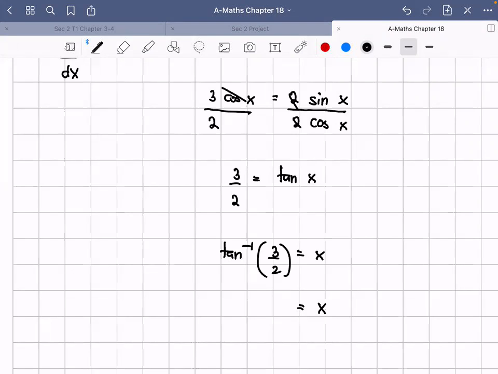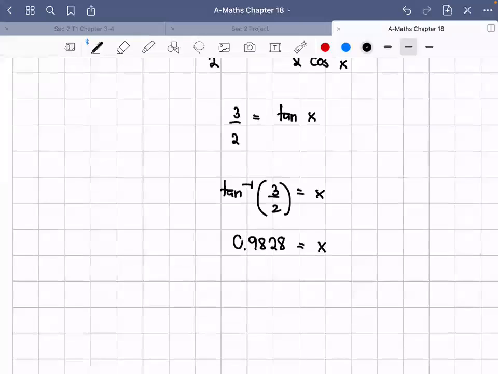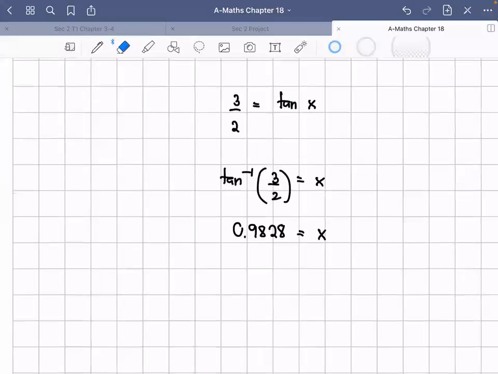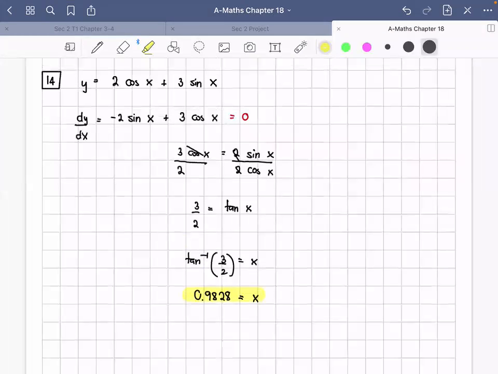So your answer is 0.9828, to 4 significant figures. Right. So this is your x value. Now to get your y value, you know the drill, right?